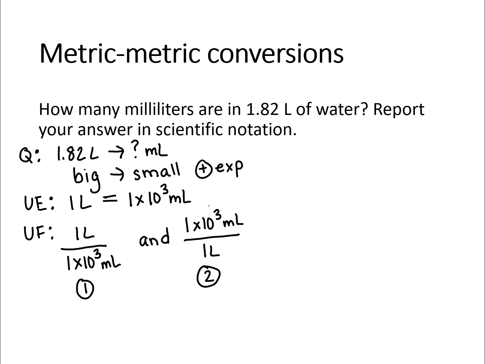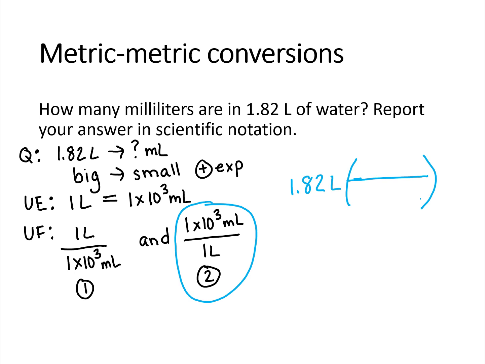Everybody, for the most part, is saying 2. Let's see if that works. Let's set up our problem. We need to cancel out the liters. So we're going to have liters in the bottom and milliliters at the top. And that happens to be how unit factor number 2 is set up. Milliliters at the top and liters at the bottom. So we're going to fill in the appropriate numbers.